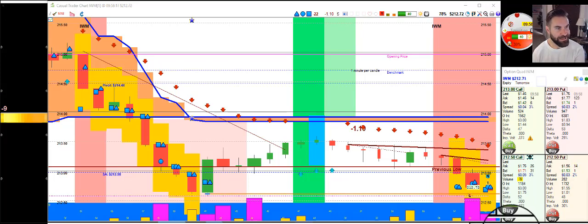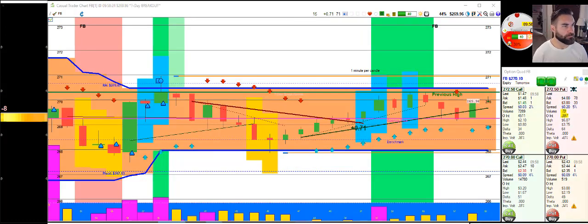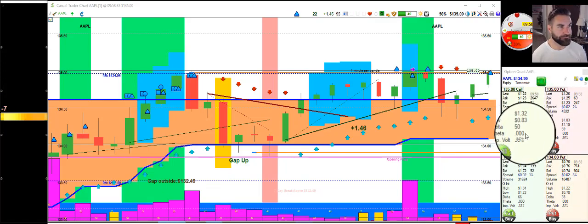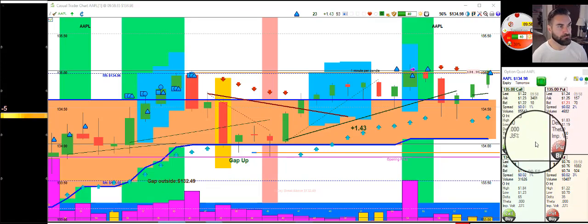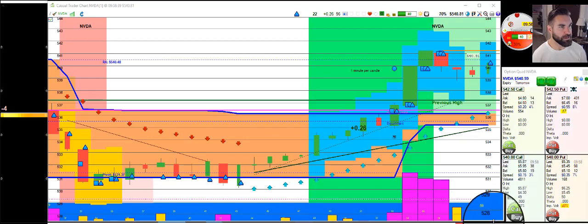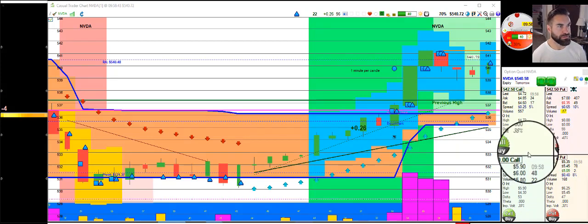It's a little bit too close to that 10 o'clock hour for me. Goes Facebook, jumping up. Apple challenging at 135 again. NVIDIA busting up.